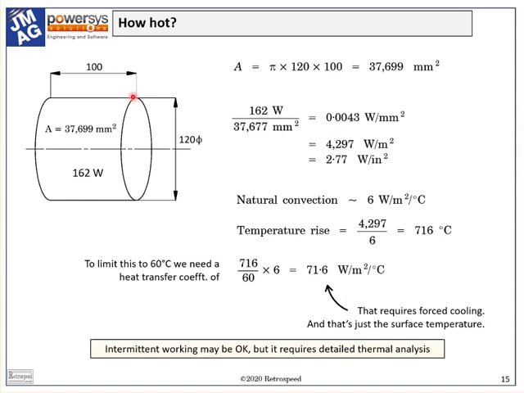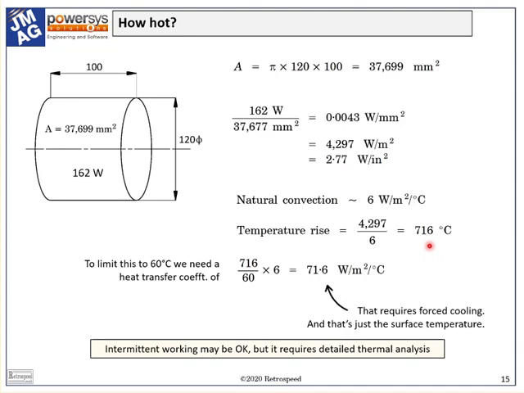The overall size of the stator is something like this cylinder, which has a surface area of about 37,700 square millimeters. To dissipate 162 watts of copper loss alone, we need a heat transfer rate of about 4,300 watts per square meter. Now, natural convection gives a rate of something like 6 watts per square meter per degree C at best, and at that rate the surface temperature would be 716 degrees C. Clearly that's not practical.